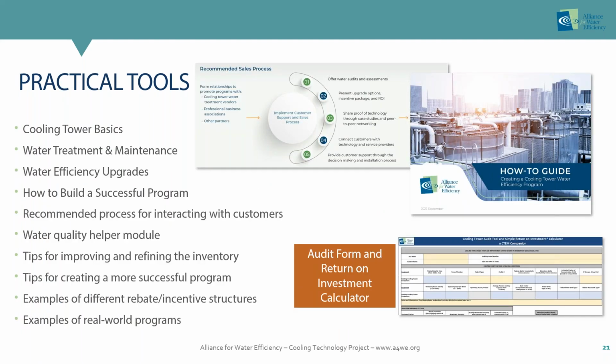Next slide, please. Yes. And then here are some nuggets of what you'll find in the how-to guide as well as the audit form and the return on investment calculator. So the how-to guide is covering the cooling tower basics, similar to what I touched on today, talking about water treatment and maintenance, which is typically the type of folks that are interacting with cooling towers at a building. Talks about the different strategies you might do to improve water efficiency, different considerations for when you might choose one over the other, cost considerations, other things like that. And then some practical tips for how to build a successful program and how to manage through the barriers that exist.